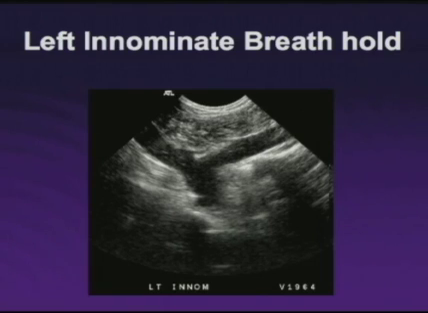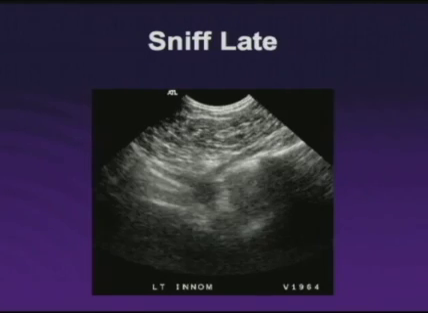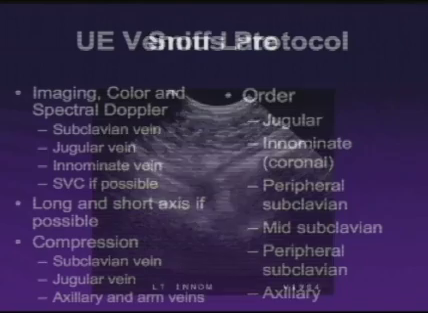Here in the innominate vein, we can see the structures of the vein, and you can see that as we take a sniff, the change in the intrathoracic pressure can cause the vein to change size and actually disappear. And if we can see the veins collapsing completely with sniffing, then we can accept that just the same as if we were compressing it with probe pressure.